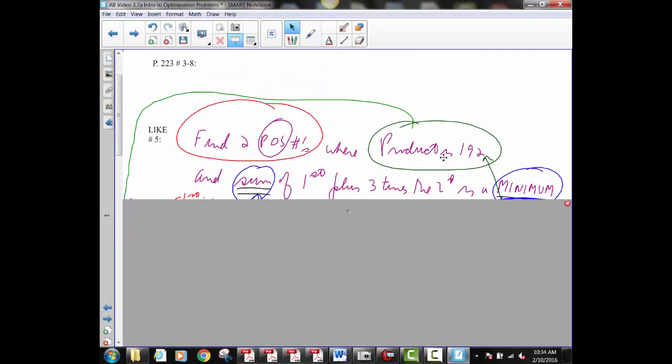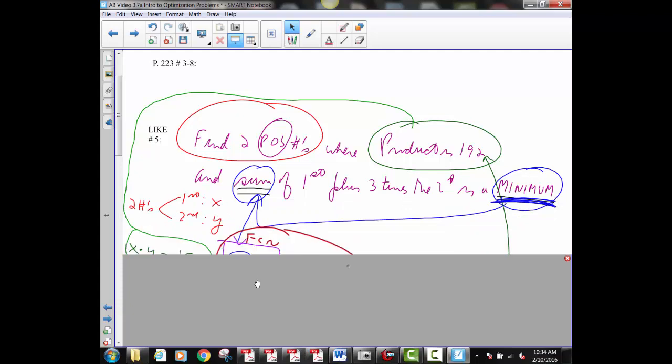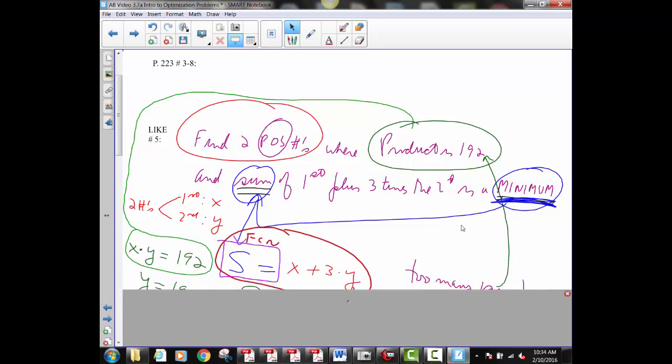Find two positive numbers where the product is 192 and the sum of the first plus 3 times the second number is a minimum. So the thing you're trying to minimize is this famous sum right here. Let's call our two numbers x and y. The thing you want to minimize is the sum of the first plus 3 times the second. So S is what I'm trying to minimize. S equals the first number, which I'm calling x, plus 3 times the second number, which I'm calling y.